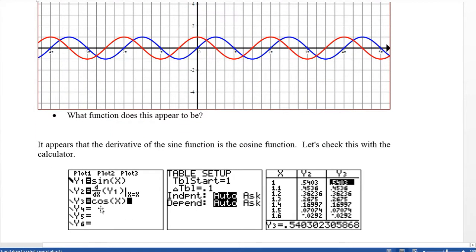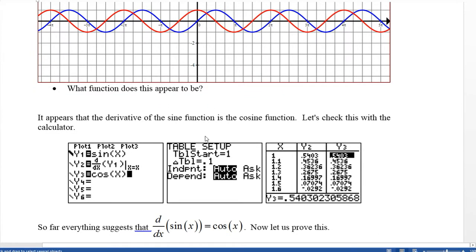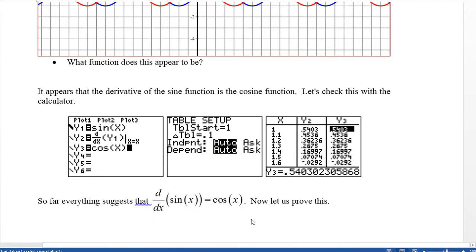We could check that by letting y3 be cosine of x and check the tables for y2 and y3, and we see that they do in fact match. So it appears that the derivative of sine x is cosine x. Now, let's actually prove that.